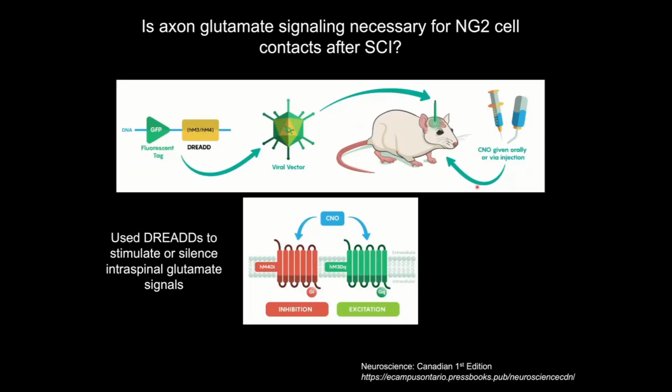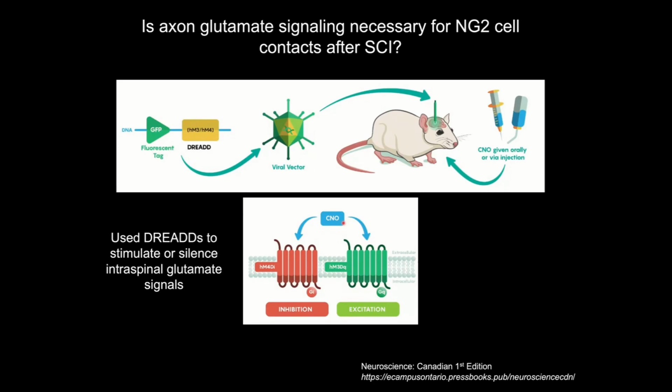To see if the glutamate is actually playing a role in the OPC responses, we turned to DREADD technology. So designer receptors exclusively activated by designer drugs. As hopefully most of you are familiar with now, you can use viruses to express these DREADD molecules in specific cell types and then give the animal CNO that will either activate or inhibit those channels, enabling you to activate or inhibit specific neurons and axon signaling.